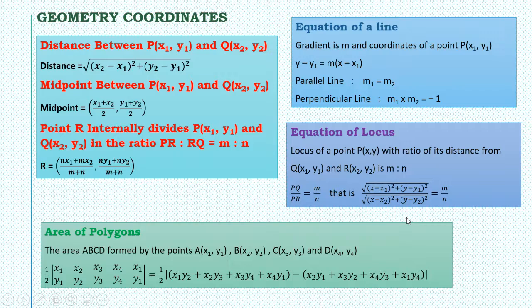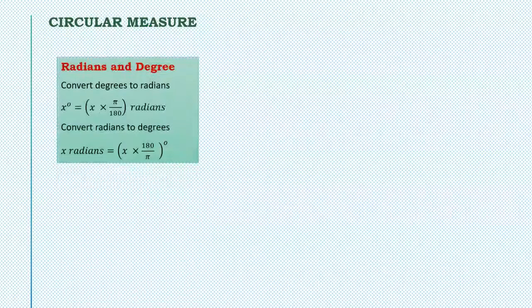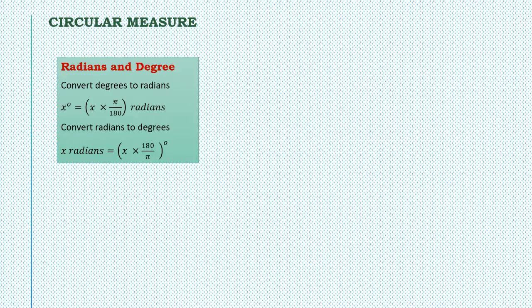Okay, let's look at the next topic, circular measure. What is important here? Only 3 things. How to convert from radian to degree and degree to radian. If you are converting from degree to radian, you multiply your angle with pi over 180. And if you convert from radian to degree, you multiply your value in radian with 180 over pi.